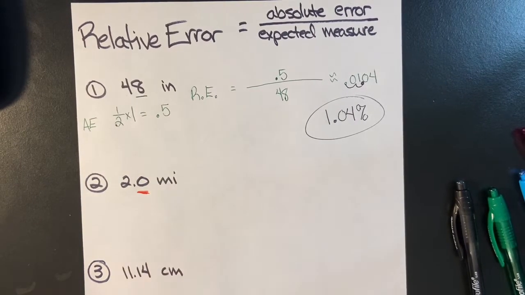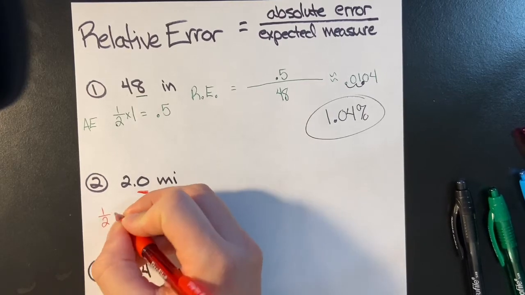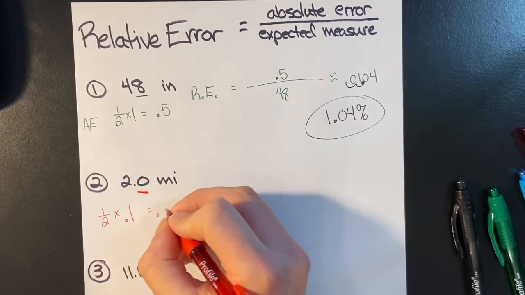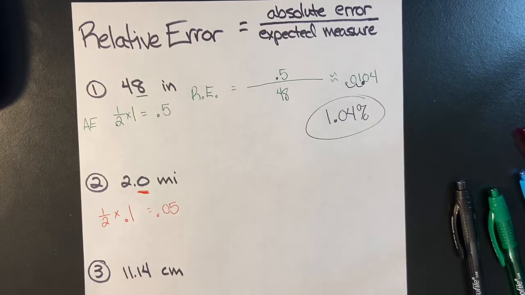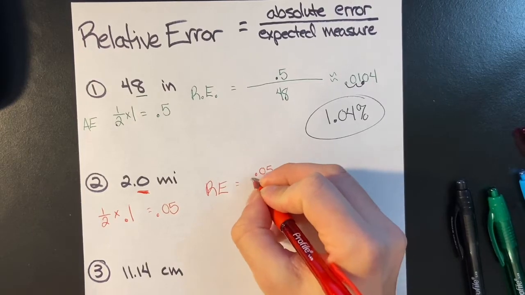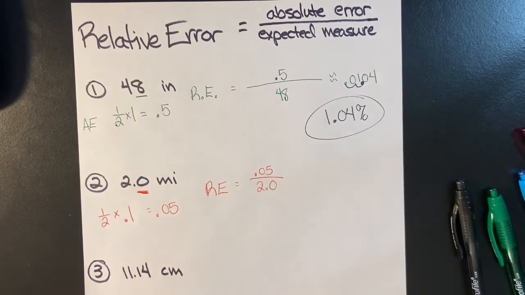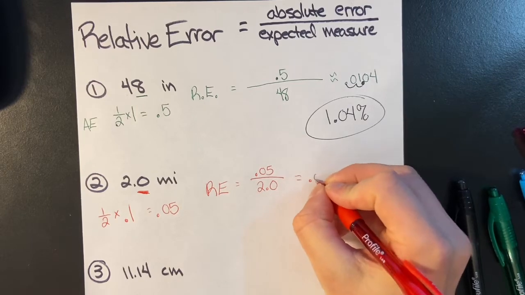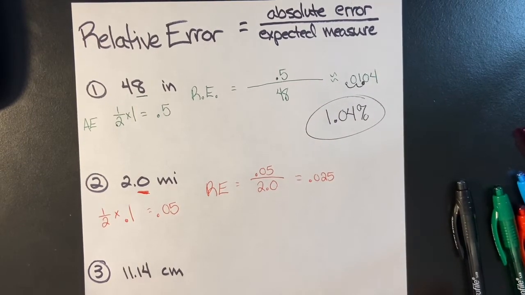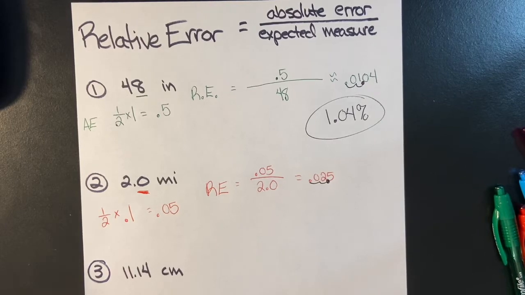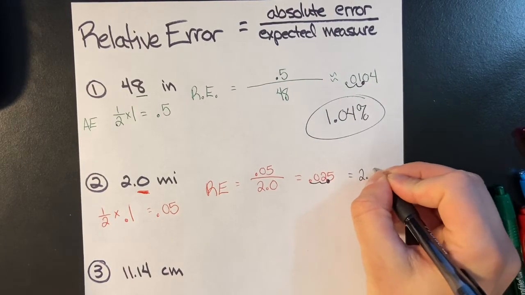So the absolute error is going to be half of a tenth. Half of a tenth means half of 0.1. And half of 0.1 is 0.05. That's my absolute error. So my relative error is going to be 0.05 divided by 2.0. So when you calculate that, you get a perfect 0.025. Is that a percent? Nope. Move the decimal over twice. And that becomes 2.5%.